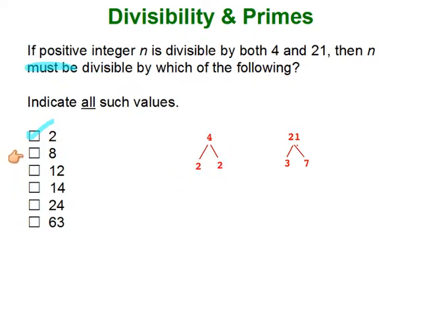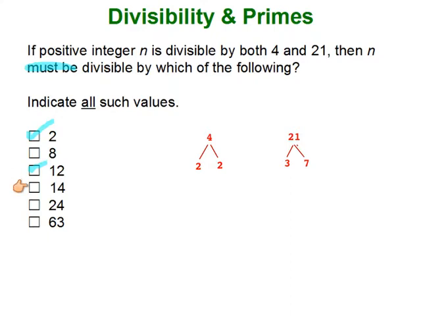Either way. Can we make an 8? No. We need one more 2 if we're going to make an 8. We only have two 2s, and we need three 2s in order to build an 8: 2 times 2 times 2. Can we build a 12? 2 times 2 is 4, and 4 times 3 would give us 12. Absolutely, we can build a 12 with these ingredients.